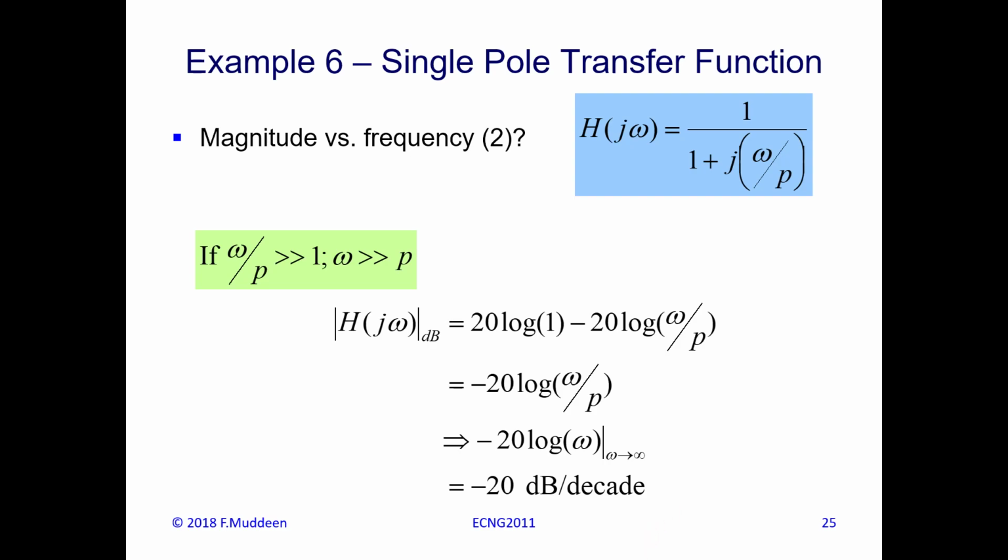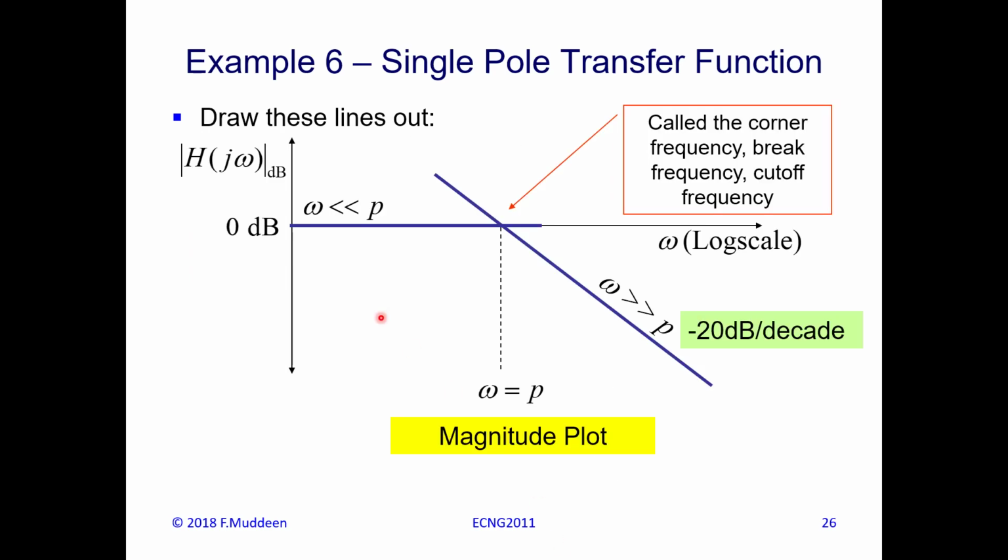If we plot these 2 conditions, the horizontal graph looks like this, where for everything before the pole value we have a constant 0 decibel per decade line, but everything after the pole value we have a constant minus 20 decibel per decade line. The point at which omega is equal to p is what we refer to as our corner frequency, or break frequency, or cutoff frequency. You may be familiar with the term cutoff frequency from when you're doing your amplifier designs.